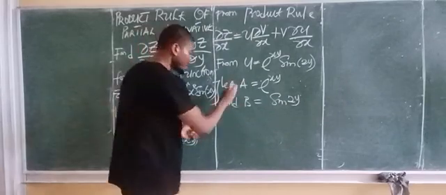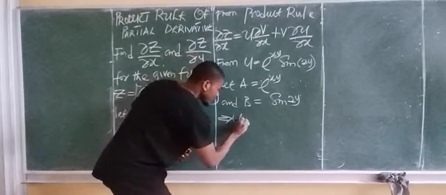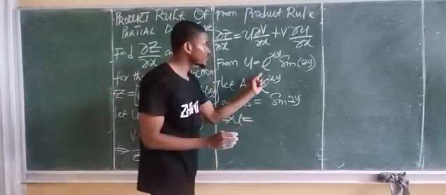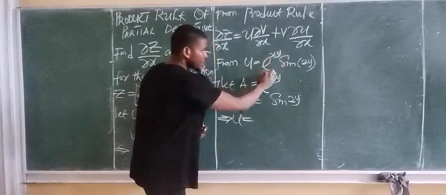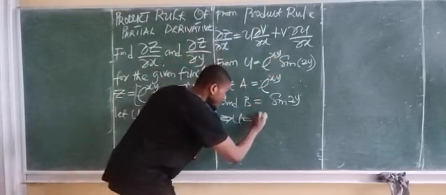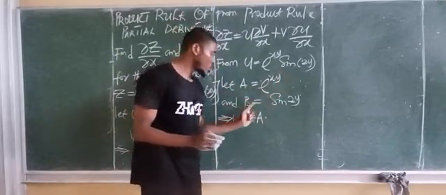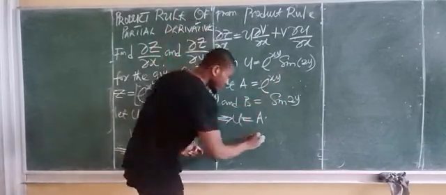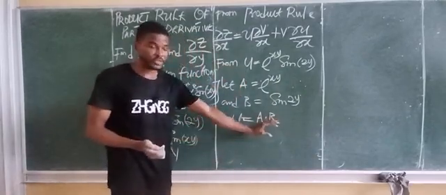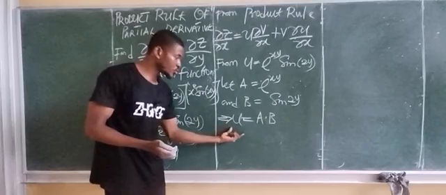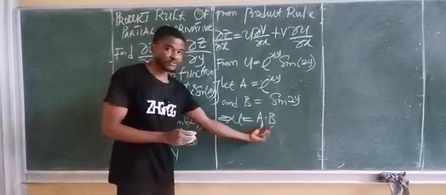I'm now going to have that u itself is equal to, we said let exponential xy be called a, so in place of exponential xy I simply have a, and we said let sine 2y be called b. So this simply becomes a dot b. So this is also a product function. In order for me to differentiate u with respect to x, I'm going to apply the product rule for this derivative.